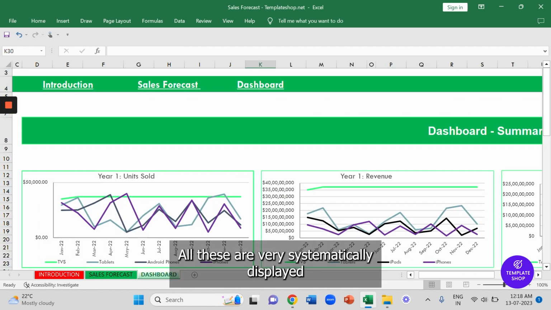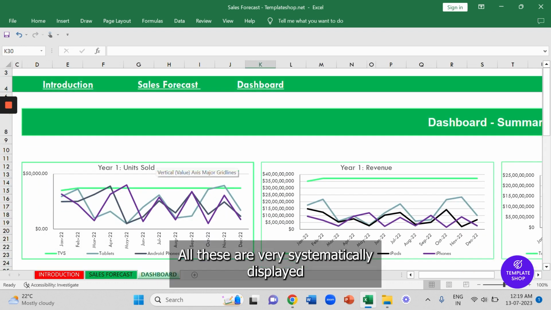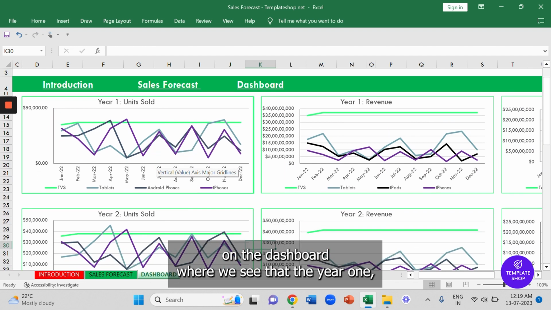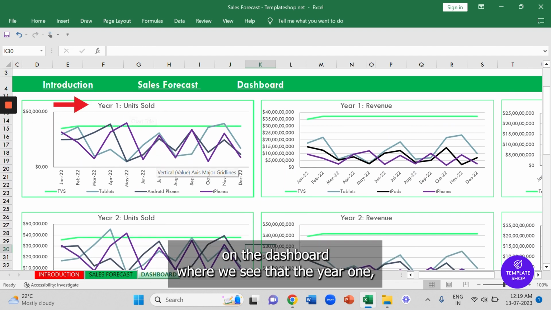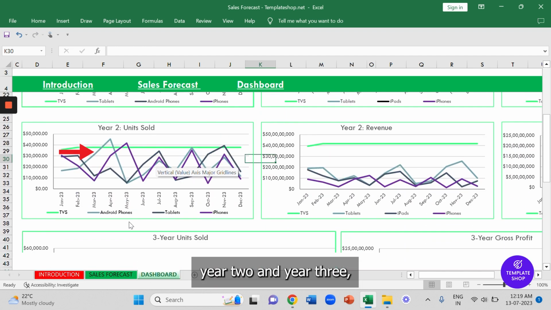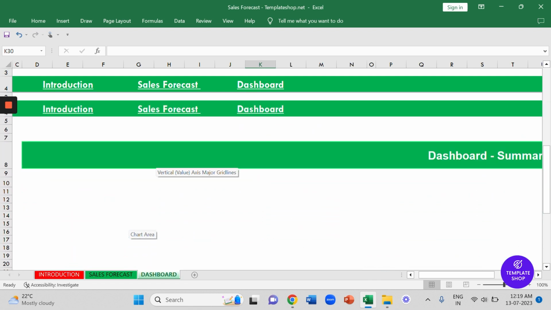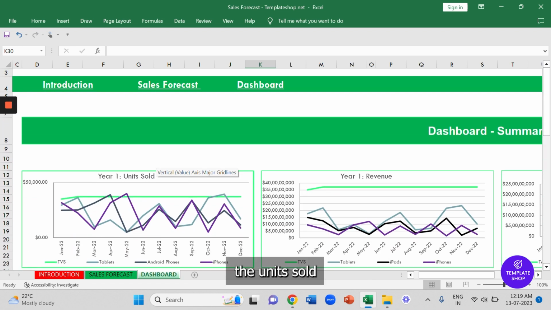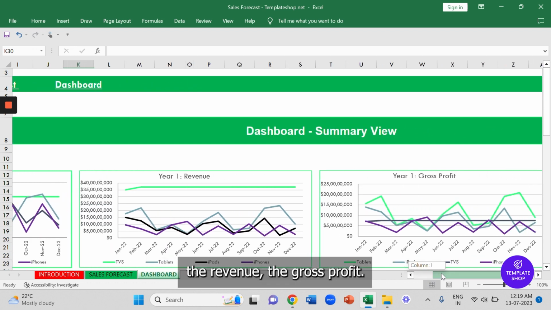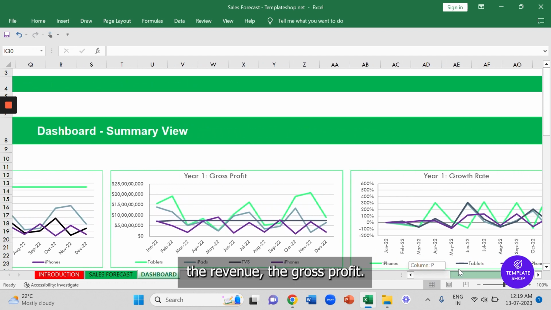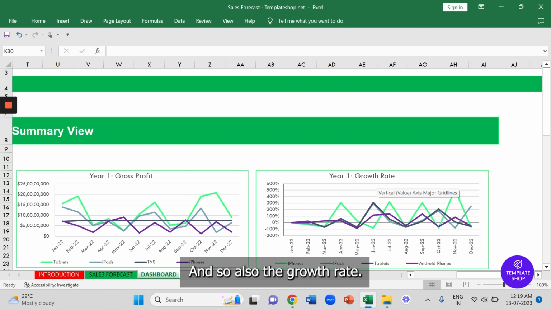All these are very systematically displayed on the dashboard, where we see the year 1, year 2, and year 3, the units sold, the revenue, the gross profit, and so also the growth rate.